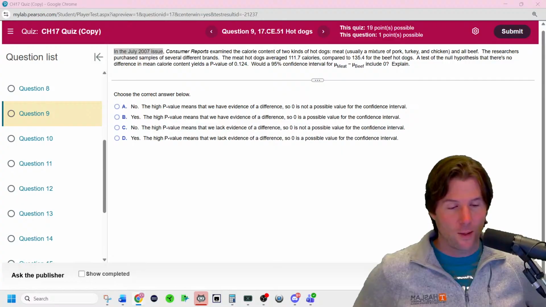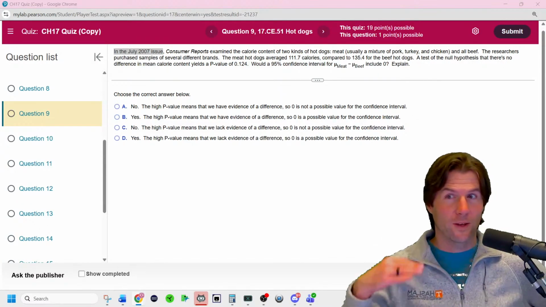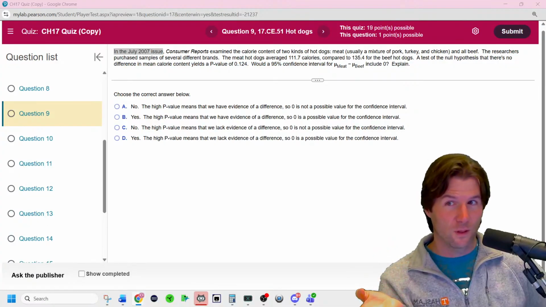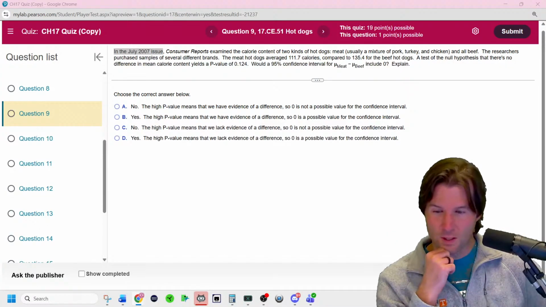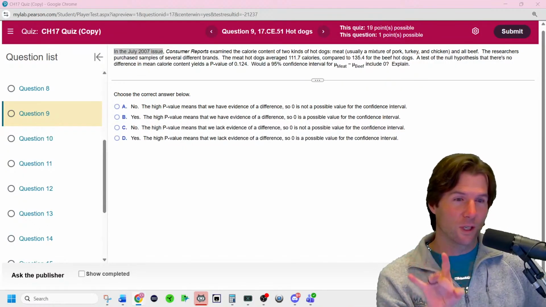A test of the null hypothesis that there is no difference. So the null is that there's no difference in the calories because we're comparing the calories in these hot dogs of all beef versus different meats. It yields a p-value of 0.12. Well, wait a minute. 0.12, reject the null or not reject?